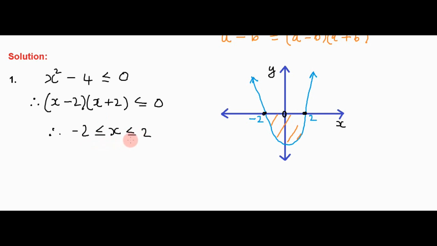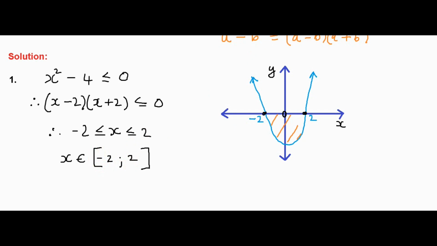To illustrate this with interval notation, we'll say that x is an element of, in this case we use square brackets to show that it includes -2 and 2. So x is an element of this interval, which is also called a closed interval. So the interval from -2 to 2, inclusive of -2 and 2.